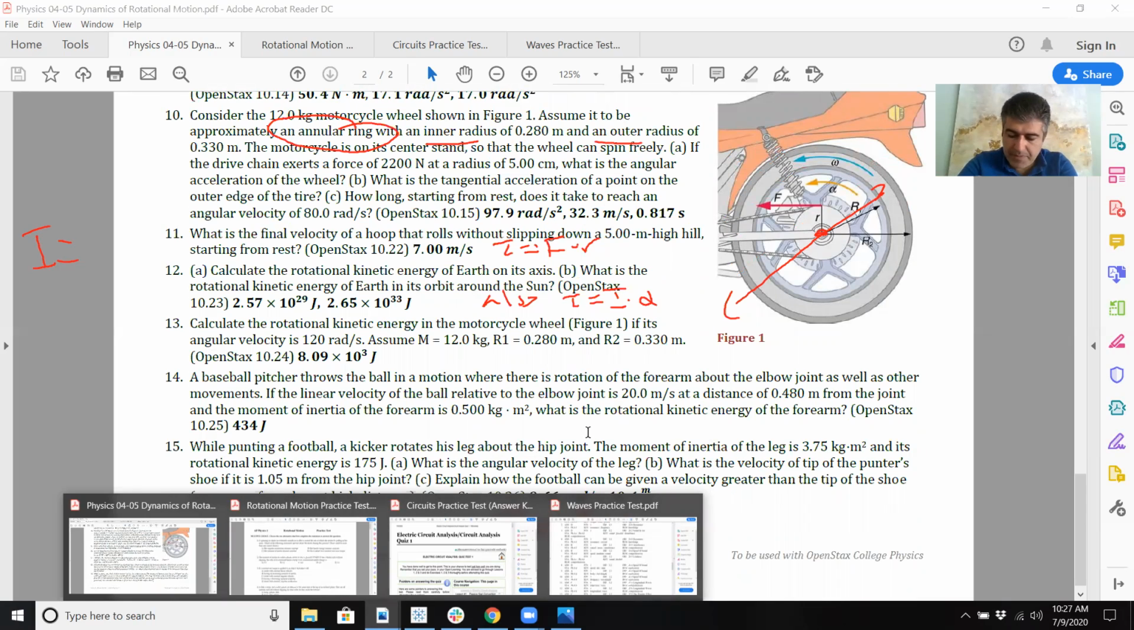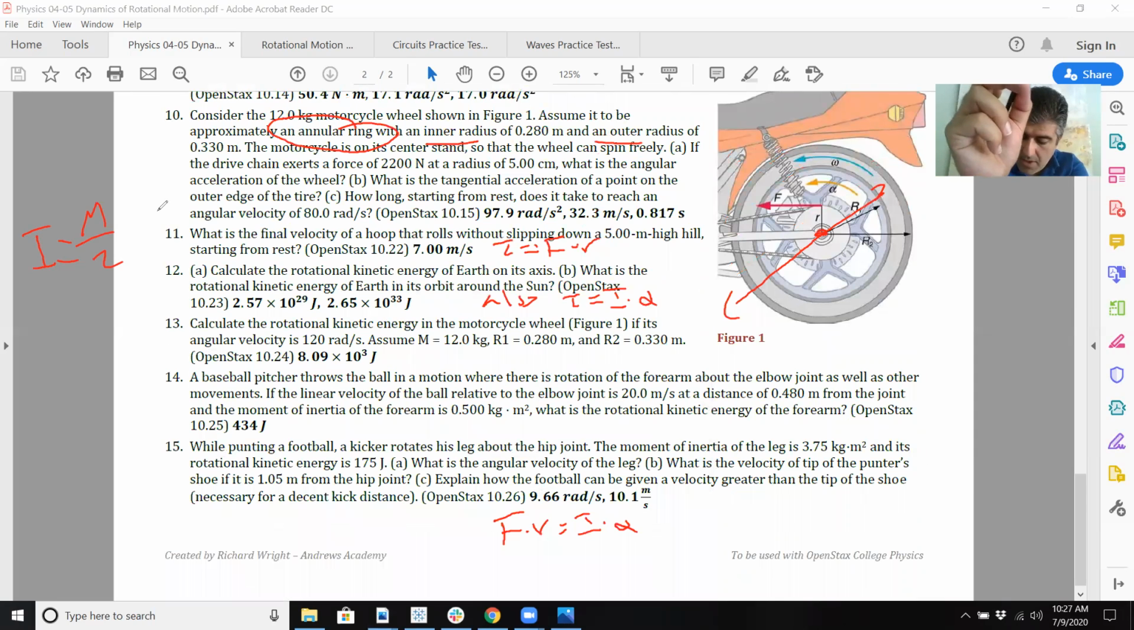So we have to use M over 2, and then R1 squared plus R2 squared. Well, you know your M, 12 kilograms, so that's easy. The radii: 0.28 squared plus 0.33 squared. Work it all out.